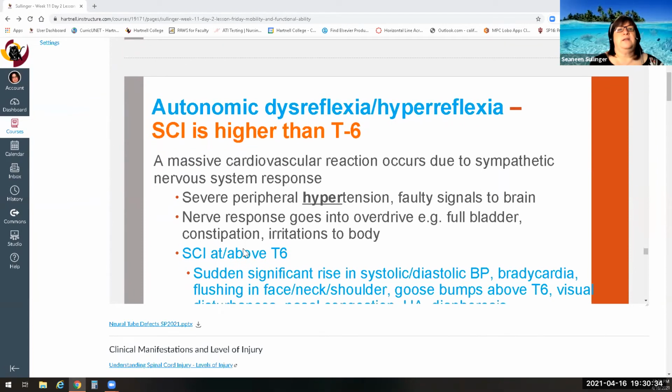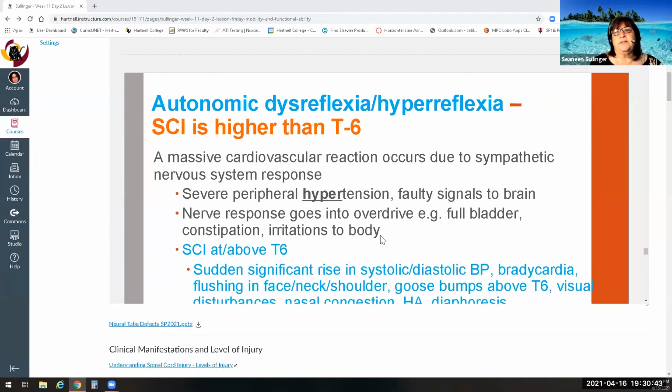Okay, another key point, and I don't know if Abram's here, he's my other resident expert on SCI: autonomic dysreflexia, or you might hear it termed hyperreflexia. Has anybody heard of that term before? Or witnessed somebody going through that? Okay, so autonomic dysreflexia occurs in a patient that has a spinal cord injury higher than T6. So T5 and up. So any of your cervical, your C2, C7, any of those, and the T1 through 5s.